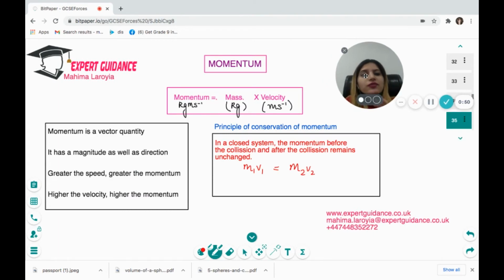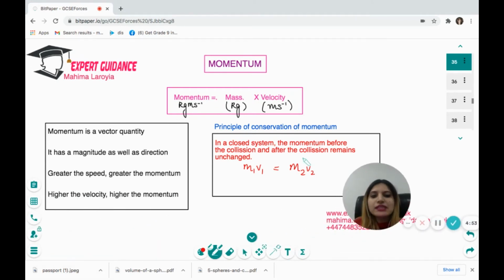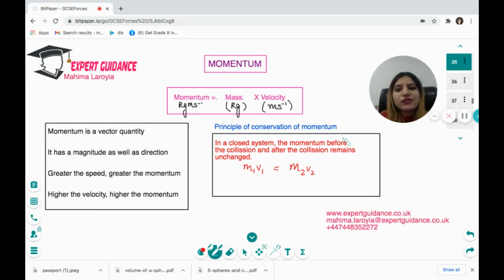Now, let us come to a very important concept called momentum. What is momentum? Momentum is the product of mass times velocity, and since momentum involves velocity, it is a vector quantity. So it has magnitude as well as direction, and momentum depends on mass and velocity. So the greater the speed, the greater the momentum; the higher the velocity, the higher the momentum.